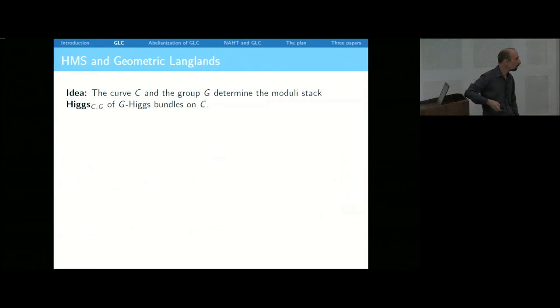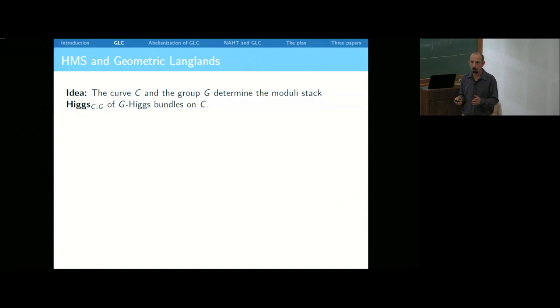So before going into this, I think I still have some time. Let me make a quick detour about the relation of the story to homological mirror symmetry. I'm not going to pursue that beyond the next 2 minutes. So the idea is that the curve C and the group G determine the moduli stack Higgs of all G-Higgs bundles on C. I assume everybody knows by now what a Higgs bundle is, so I don't have to repeat that.